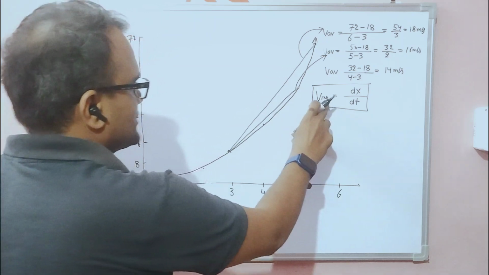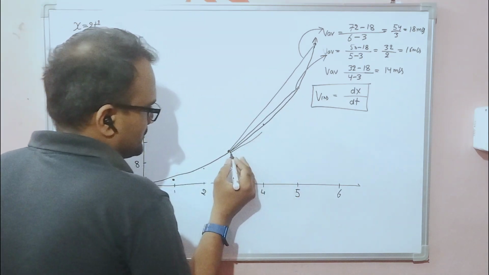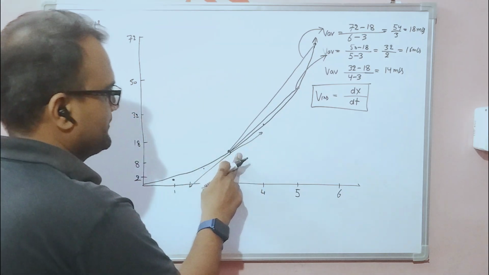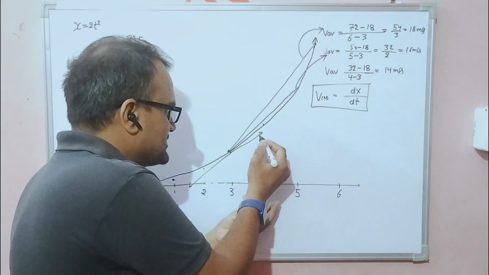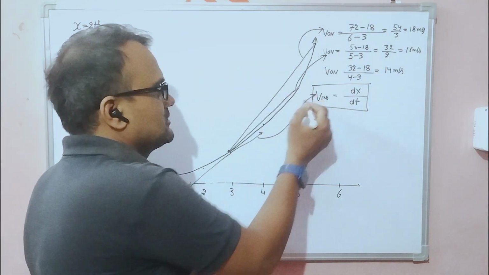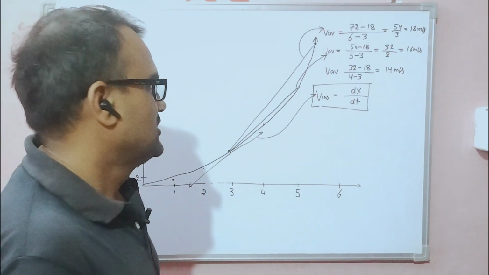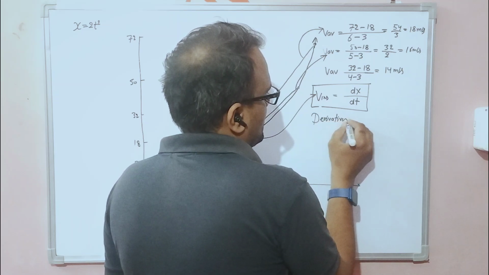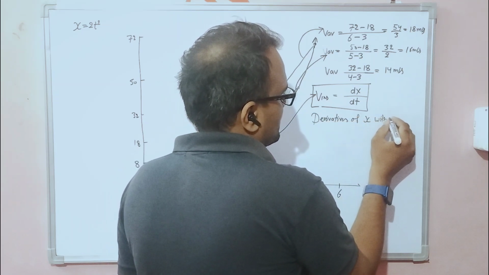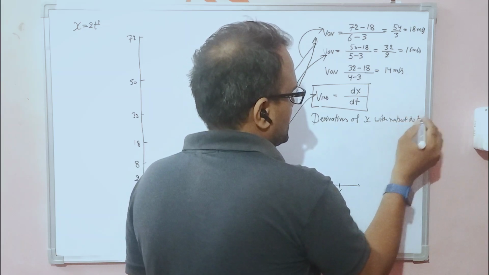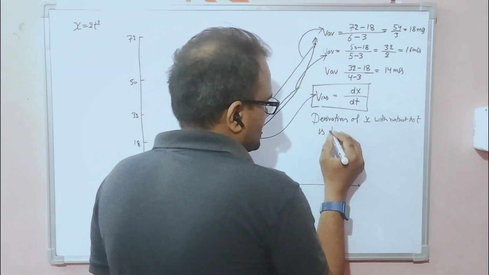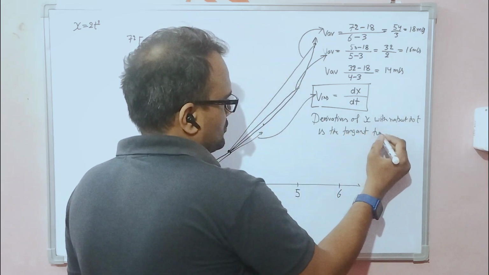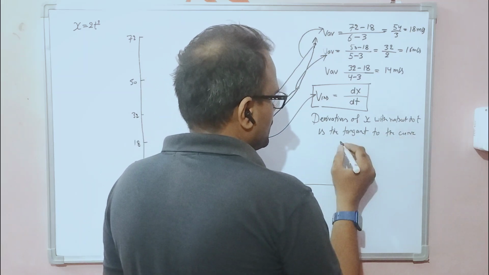So for this condition, I will obtain a line which is tangent to this point. Okay, so this tangent to the curve represents the instantaneous velocity. So the point is, derivative of x with respect to t is the tangent to the curve at a point.